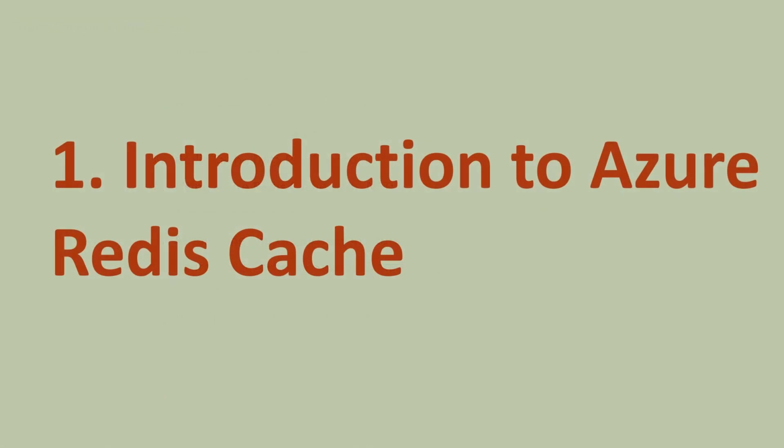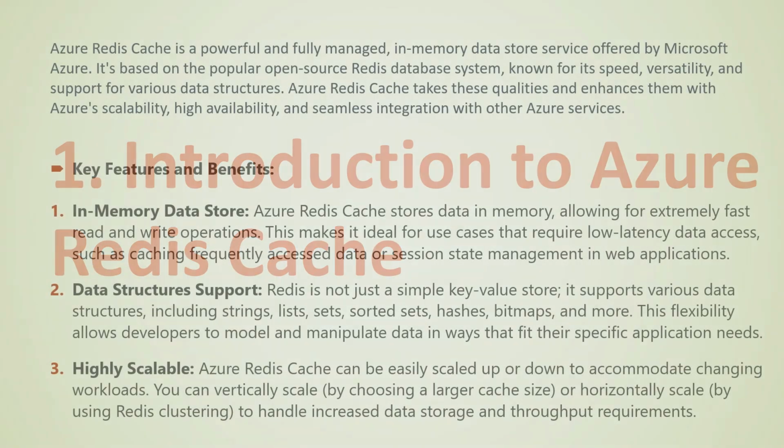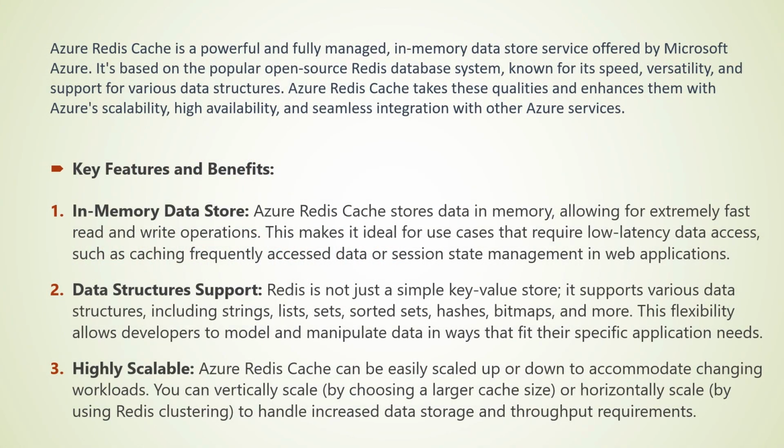One: Introduction to Azure Redis Cache. Azure Redis Cache is a powerful and fully managed in-memory data store service offered by Microsoft Azure. It's based on the popular open-source Redis database system, known for its speed, versatility, and support for various data structures. Azure Redis Cache takes these qualities and enhances them with Azure scalability, high availability, and seamless integration with other Azure services.